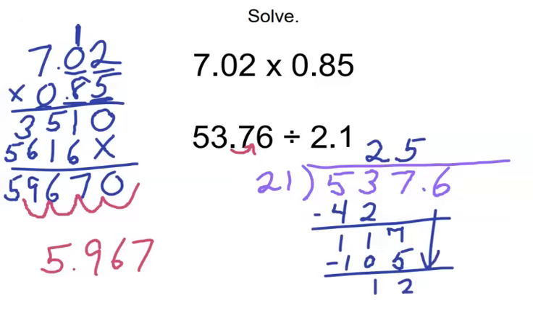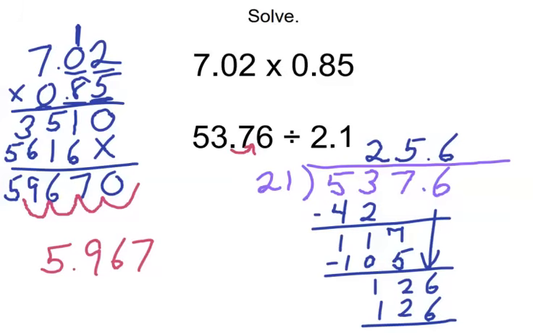Bring down the 6. All right, how many times does 21 go into 126? Maybe 6 times? Let's try that. 6 times 1 is 6. 6 times 2 is 12. Well, that was a pretty good choice, right? Because that leaves us with 0. We just bring the decimal up. The answer is 25.6. Okay, that's all you have to do for that one.